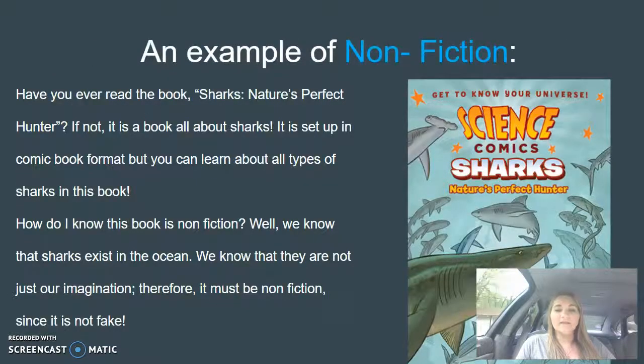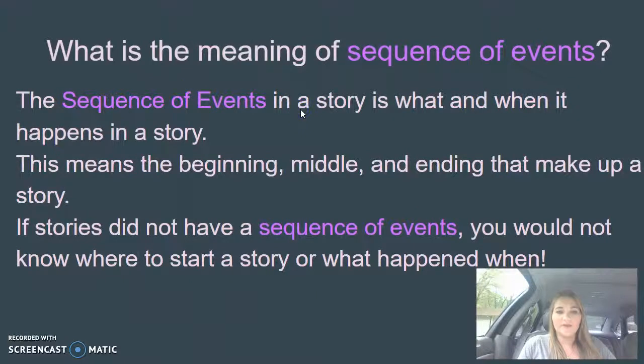An example of nonfiction would be the book Sharks, Nature's Perfect Hunter. This is kind of set up like a comic book, and it tells you all about sharks. So how do we know this book is not fiction? We know that because sharks exist in the ocean, so they're not made up from imagination.